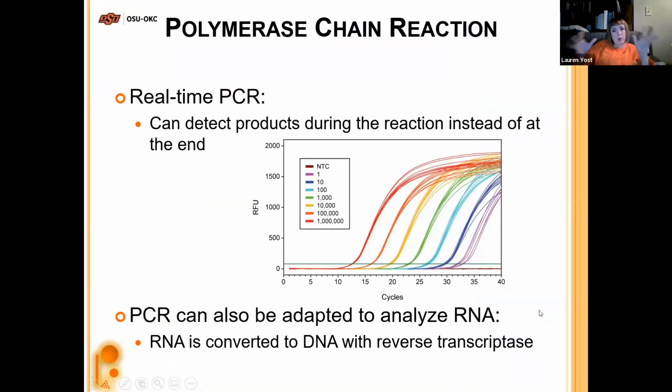All right, so that's the concept behind polymerase chain reaction, PCR. So when we do talk about real-time PCR, that's detecting products during the reaction instead of waiting until the end to see the result. So you can know whether or not it is going to be positive during the actual reaction itself. We can also use it to analyze RNA. It doesn't have to only be DNA.